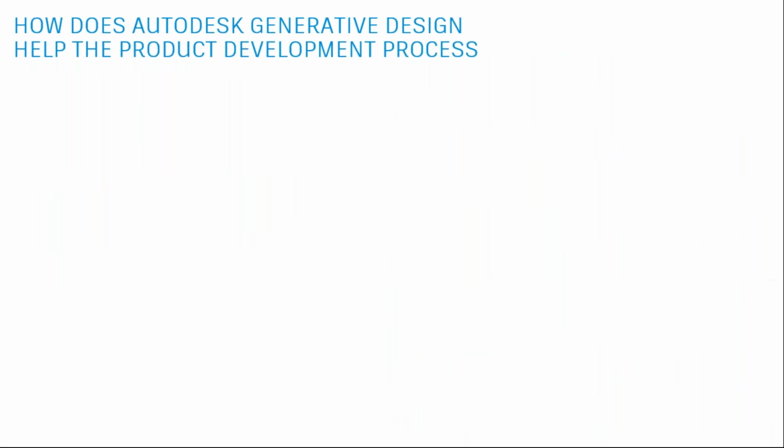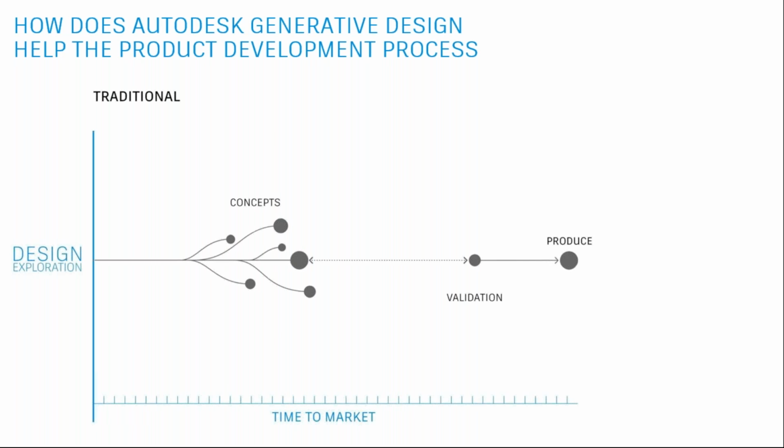All right, so how does it help in your product development process? We're going to show this timeline here, and in a classic timeline, perhaps what you do is you start out with several different concepts, and those different concepts could be either thought of by you, or perhaps you get a small team of designers and engineers together and you come up with a number of different concepts. And then of course, from those concepts, you're going to take one and you're going to validate it.